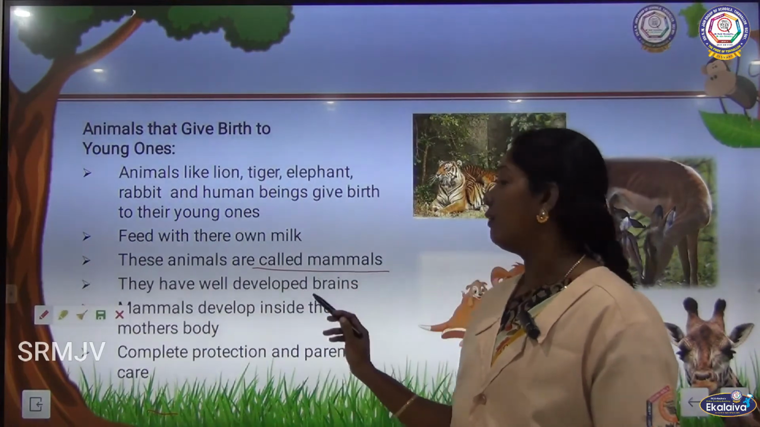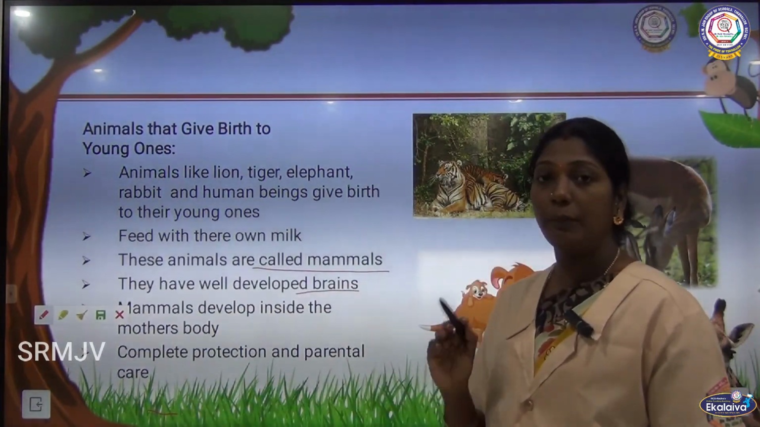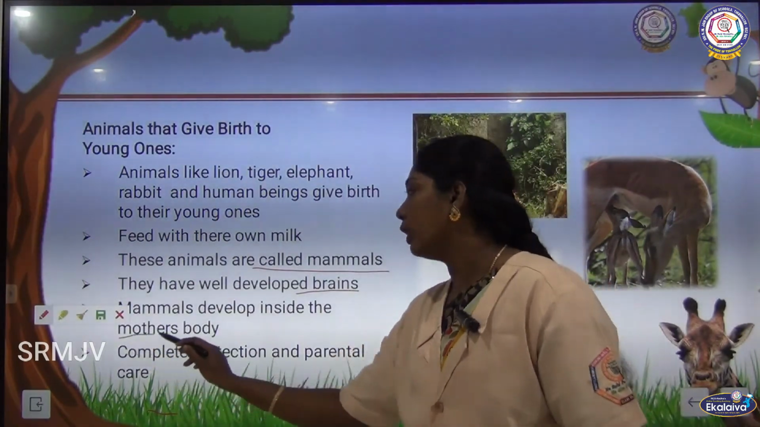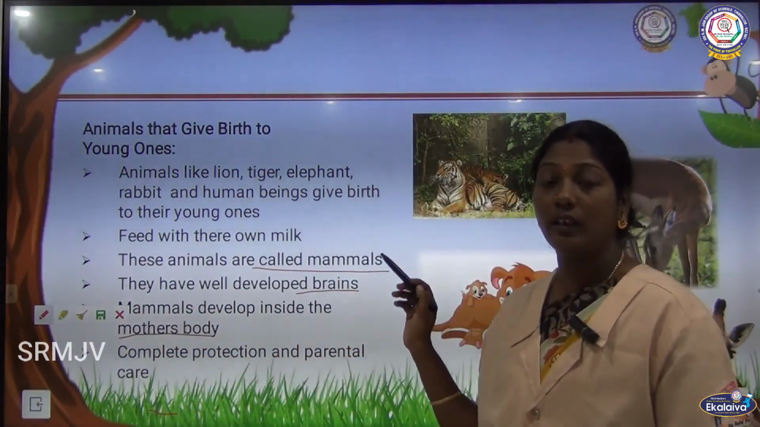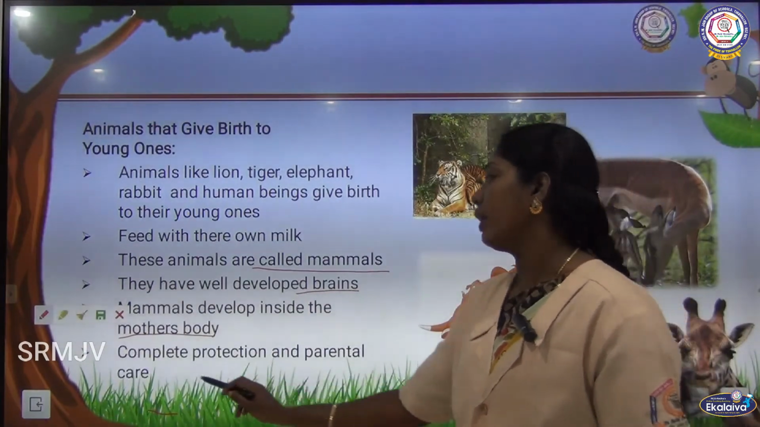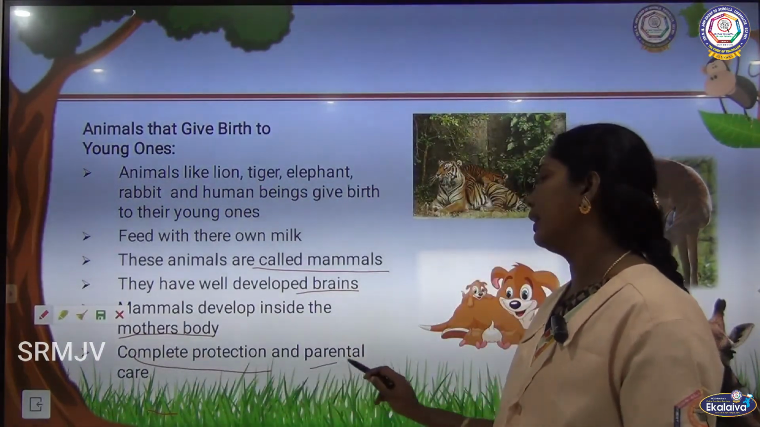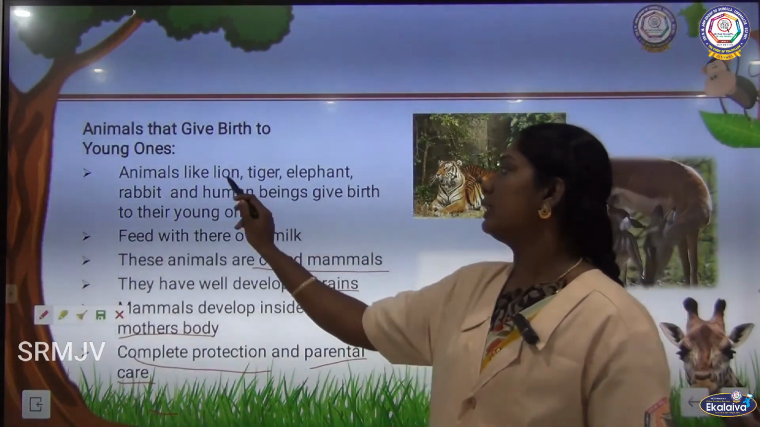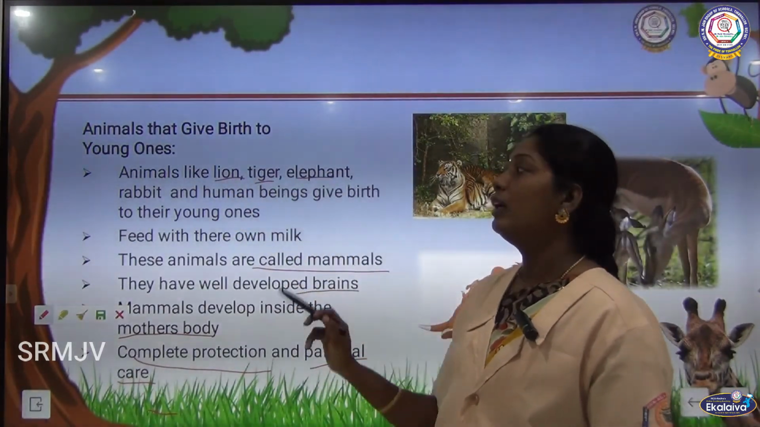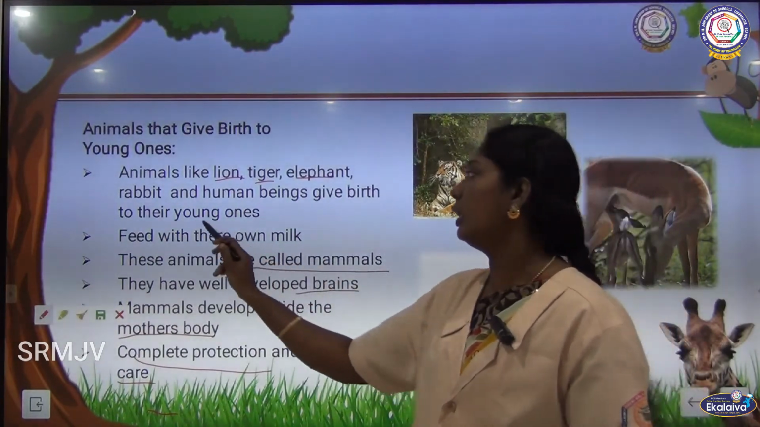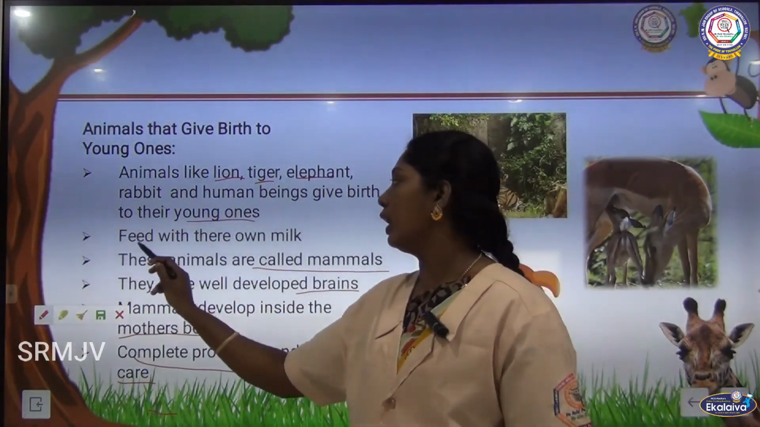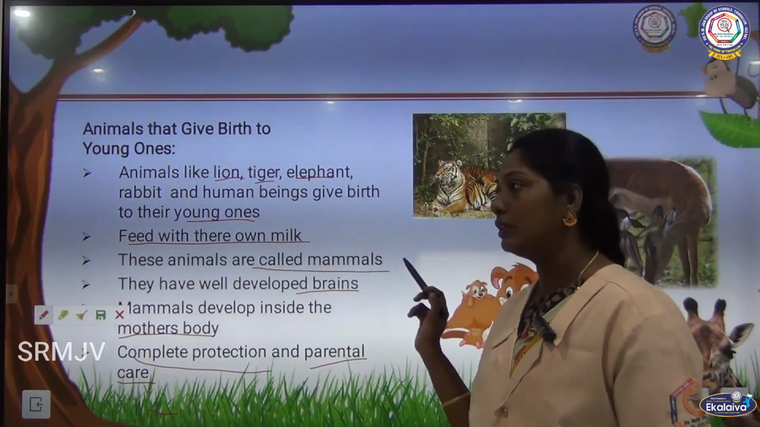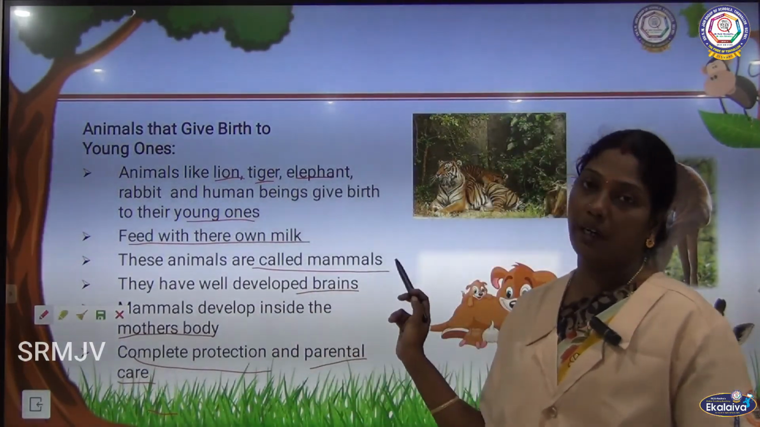They have well developed brains. These mammals develop inside the mother's body and have complete protection and parental care. So animals like lion, tiger, elephant, rabbit and human beings give birth to young ones and feed them with their own milk. These animals are called mammals. They have well developed brains.